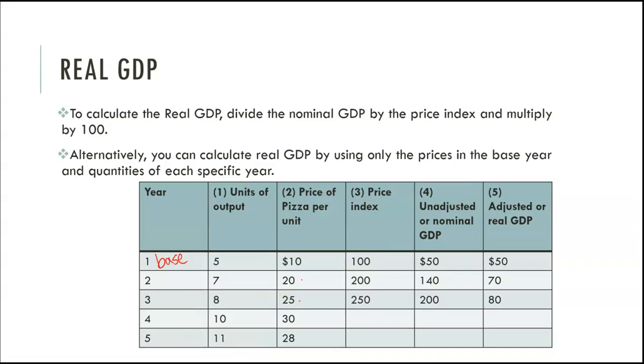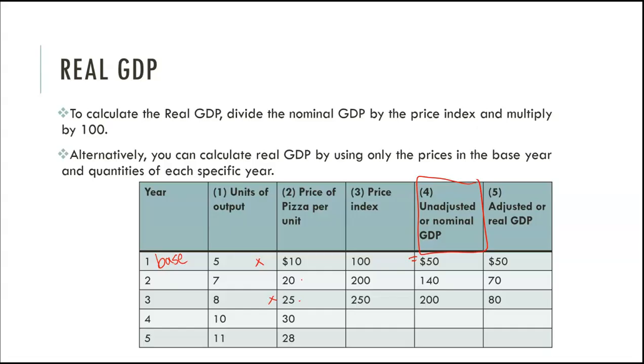To calculate the nominal GDP, so column 4, nominal GDP, you take the quantity times the price in each year. So 5 times 10 is equal to $50. Or year 3, we would say 8 times 25 is equal to $200. So nominal GDP is specific year quantity times specific year price.